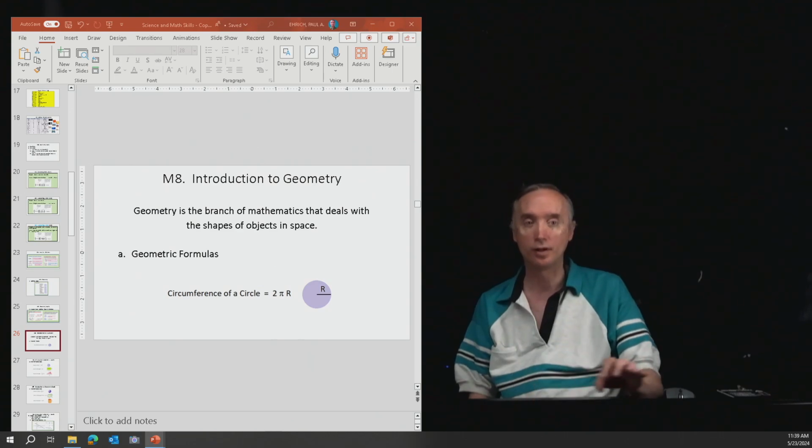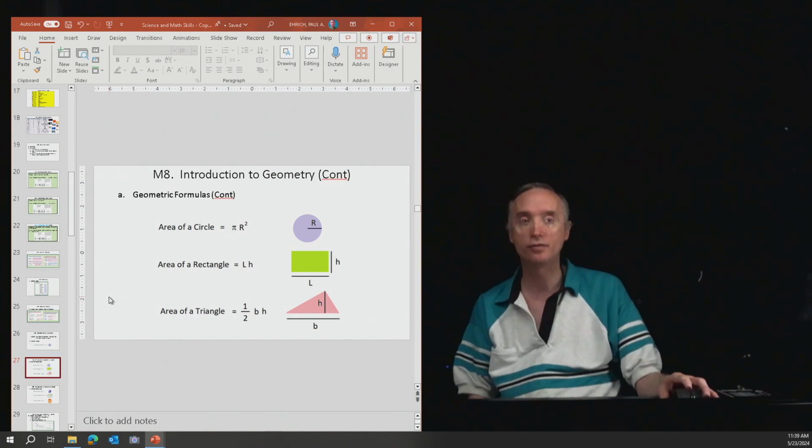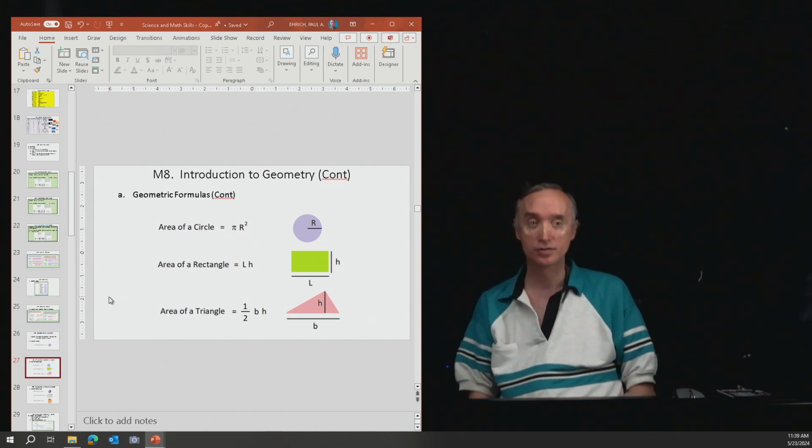Okay, another formula that is going to be very handy to know is different kinds of areas. The area of a circle is going to be pi r squared, where again r is the radius of the circle.